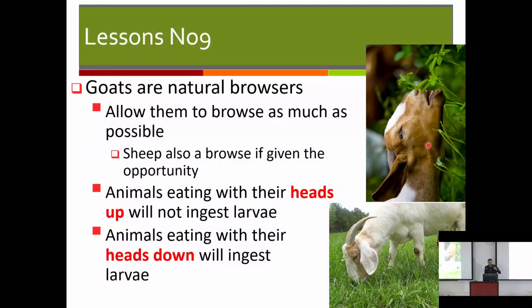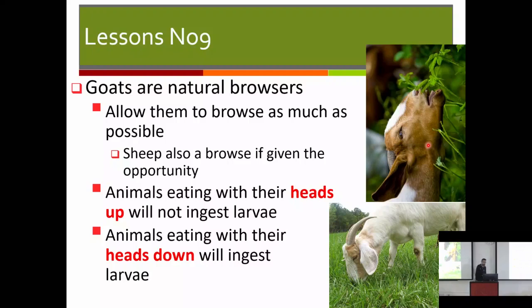Animals that eat with their heads up will ingest fewer larvae. Remember, L3 stage larvae cause contamination. They are available in the pasture, so the chances are high. So animals eating with their heads down will get more larvae contamination. This is one of the other strategies you can adopt.